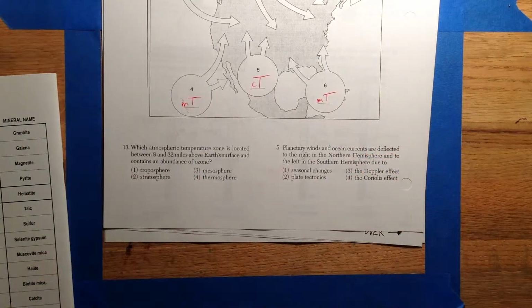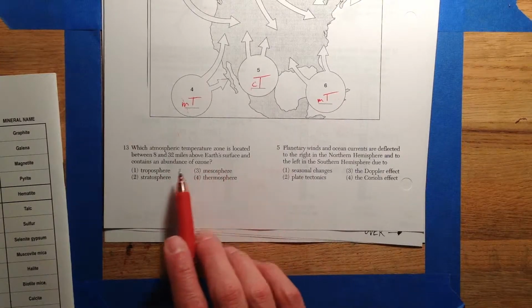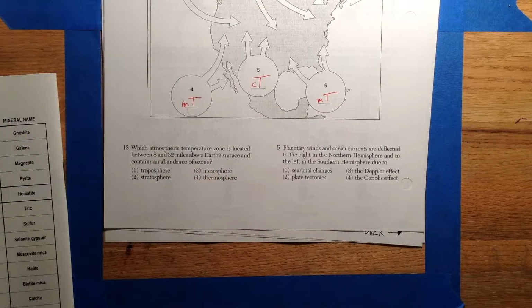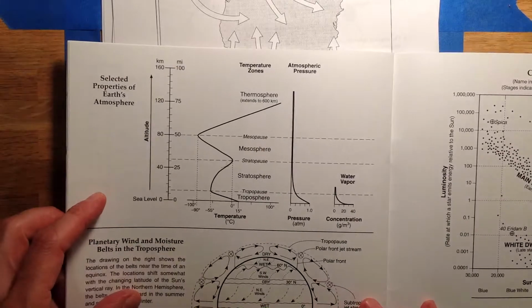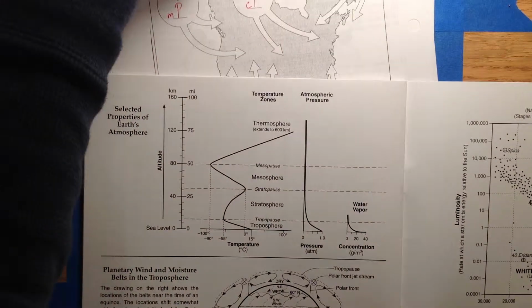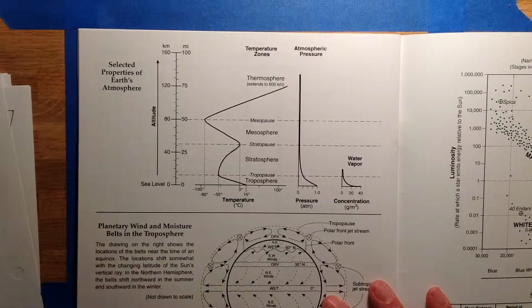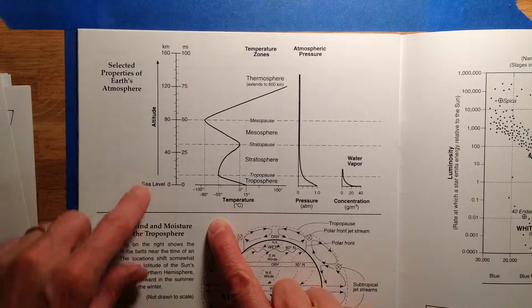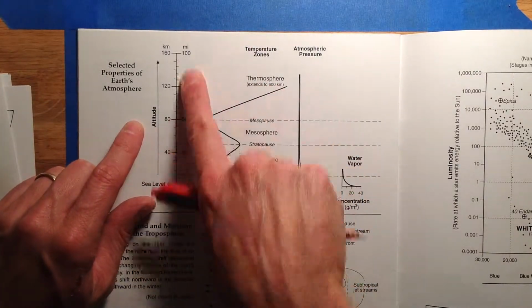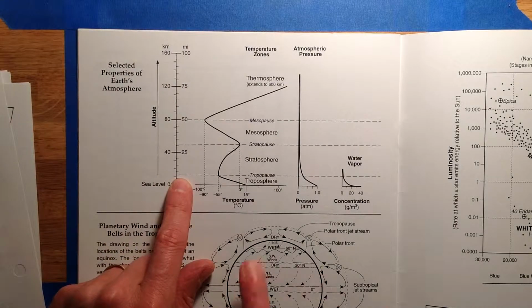13. Which atmospheric temperature zone is located between 8 and 32 miles above Earth's surface and contains an abundance of ozone? So, you have to know to go here. And ozone is not really listed on here, so that's not going to help you. But 8 to 32 miles. So miles is on this side of the chart. You have to know that. This is kilometers, so miles is here. And it's this. It's stratosphere, right?